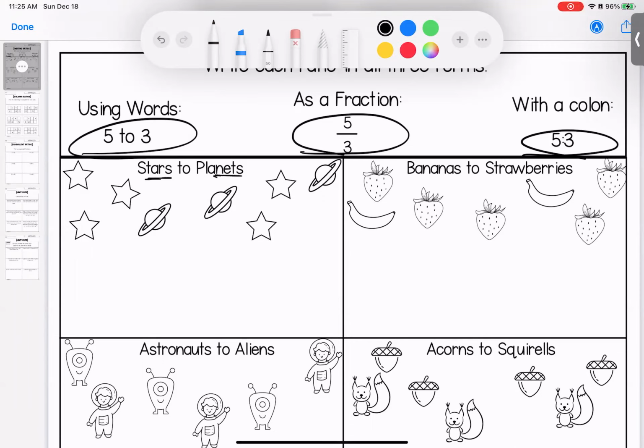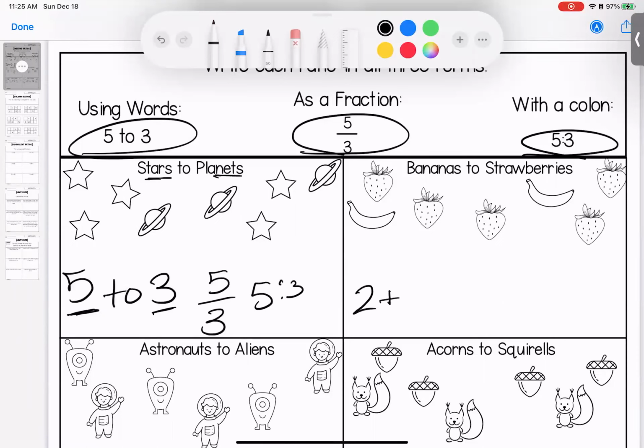For this one, we're doing stars to planets, which means that stars needs to be on this side and planets needs to be on this side. We need to keep the relationship in the same order, okay? So we have 5 stars, we have 3 planets, so we could say 5 to 3, we could say 5 over 3, or we could say 5:3, okay? Bananas to strawberries. We have 2 bananas and we have 5 strawberries. So we could say 2 to 5, 2 over 5, or 2:5.